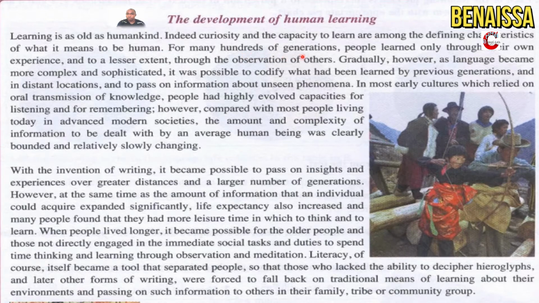For many hundreds of generations, people learned only through their own experience and, to a lesser extent, through the observation of others. Gradually, however, as language became more complex and sophisticated, it was possible to codify what had been learned by previous generations and in distant locations, and to pass on information about unseen phenomena. Most early cultures relied on oral transmission of knowledge. People had highly evolved capacities for listening and for remembering.